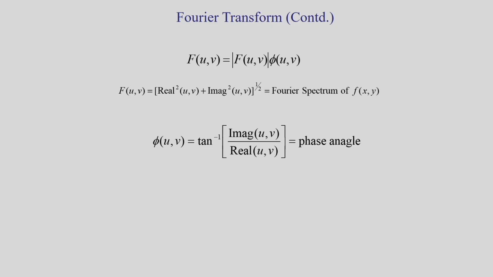This Fourier transform can be represented in the polar form. That F(u,v) is the Fourier transform, and it can be represented in the polar form. So I have the magnitude part and also the phase angle. So I have two pieces of information, one is the magnitude information, another one is the phase information. In the case of F(u,v), it has two components, one is the real part, another one is the imaginary part. That is the Fourier spectrum of the input signal. The input signal is f(x,y), and by using this formula I can determine the phase angle.